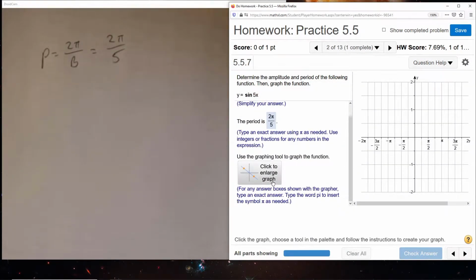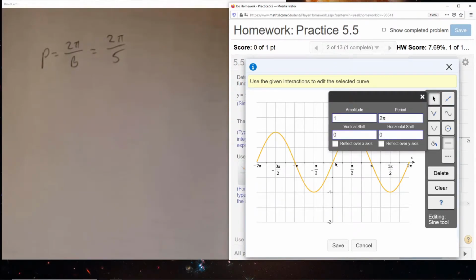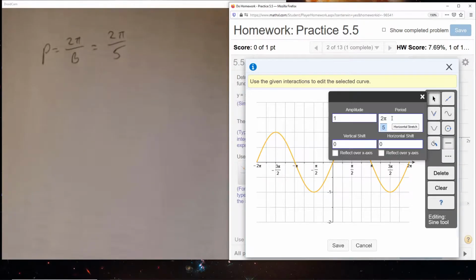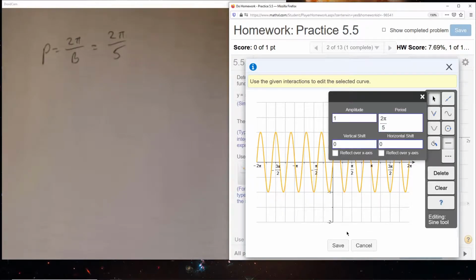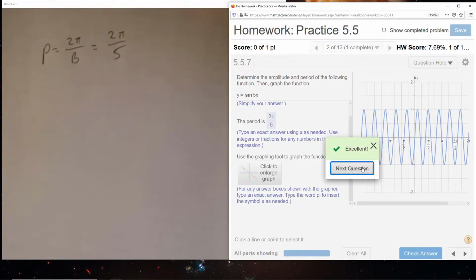And now we'll use the graphing tool to graph this. So we'll choose a sine function. It starts at the origin. Our amplitude is 1 and the period is 2 pi divided by 5. I have to check really fast. We have to graph sine as well. Use a graphing tool to graph the function. Okay, so the last one they wanted us to graph sine as well. This one only wants us to graph this function. So that should be good.